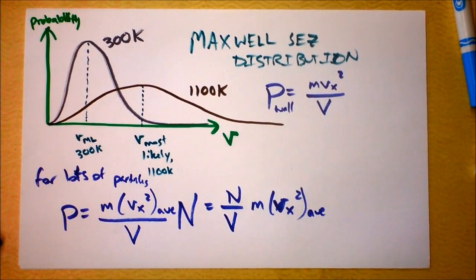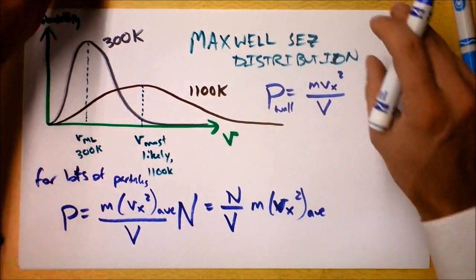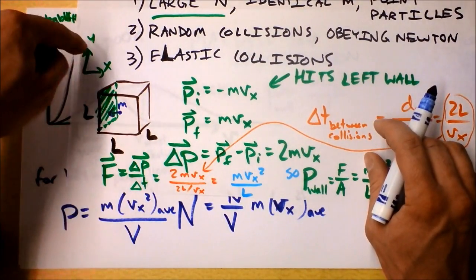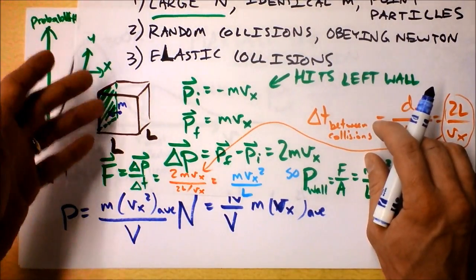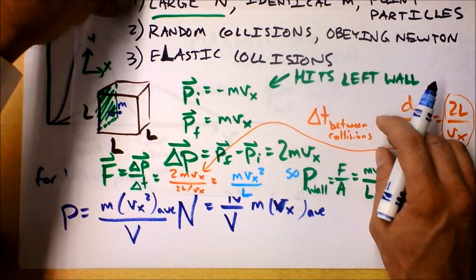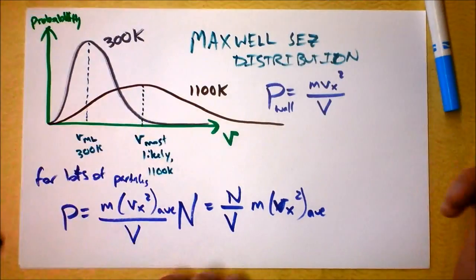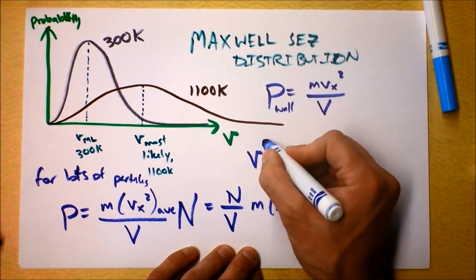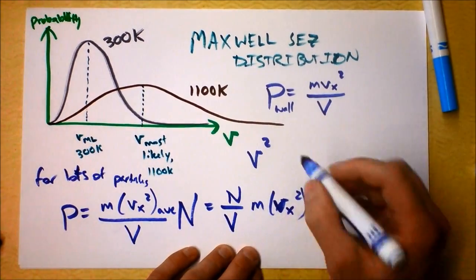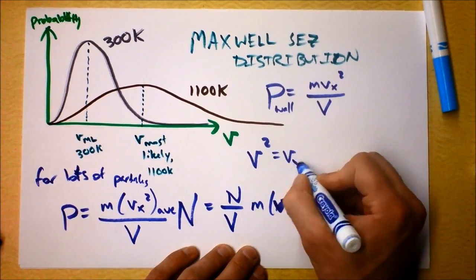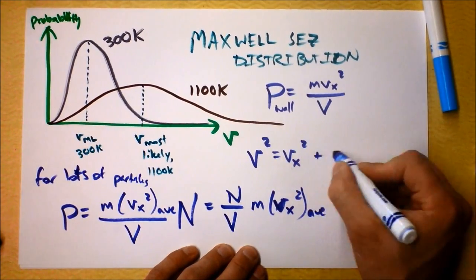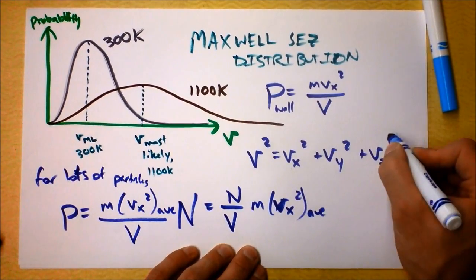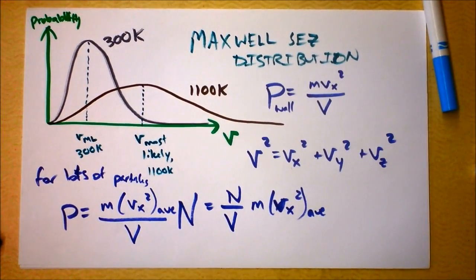My next step is to point out to you that there's nothing special about the x direction. The x direction is exactly the same as the y and exactly the same as the z, in and out on this diagram. And so we can notice that v square, the velocity squared, is equal to the x velocity square plus the y velocity square plus the z velocity square in 3 dimensions, right?